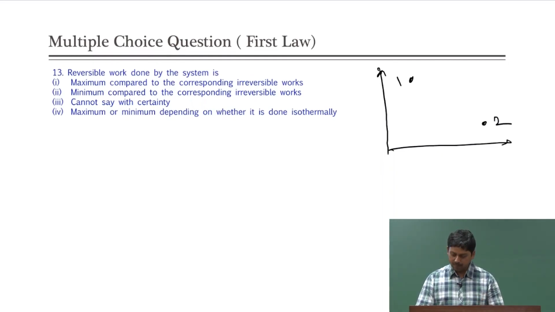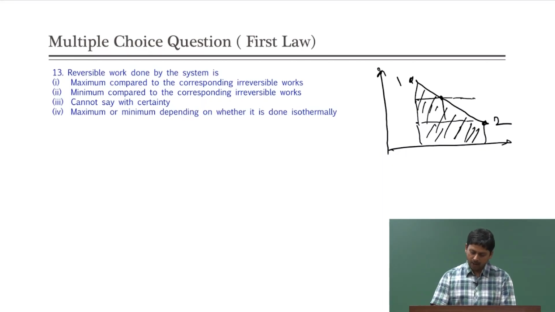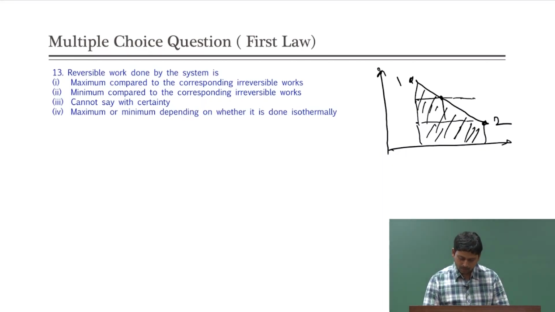If it is done in one step, the work done will be this much, and we have discussed that if you do it in a 2-step process, then let us say you come here, and then the work done by the system will be this much. And finally, if you do it in a multiple step process, then it will be all the area under the curve. So, therefore, it is maximum compared to the irreversible work.